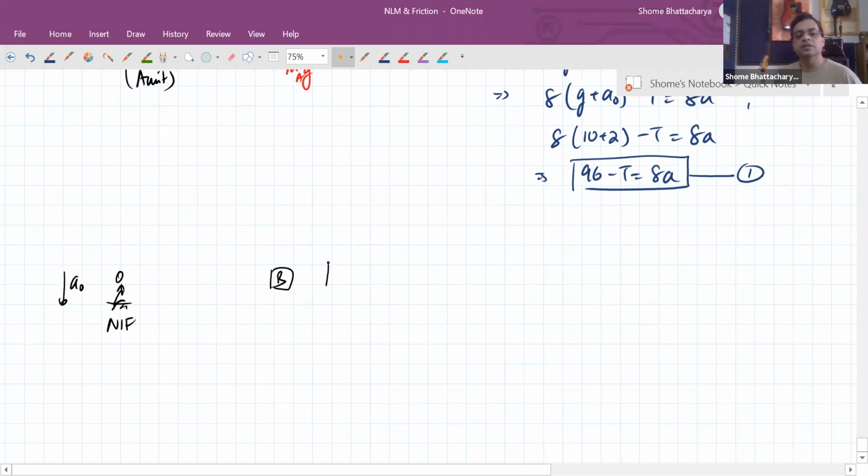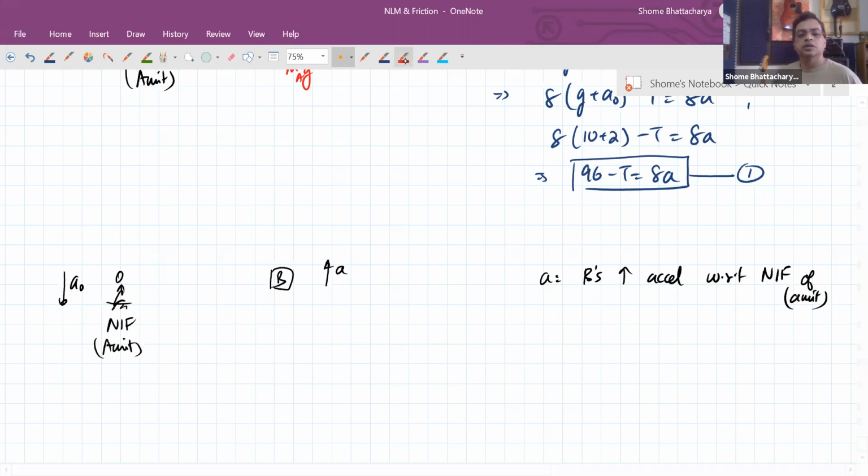So B is going up with that acceleration A. Is B's upward acceleration with respect to the non-inertial frame of Amit. Okay, so in his frame now, tension and weight are the external forces which are acting, but there is a pseudo force of mass of B into A naught this time, and the tension is dominating.